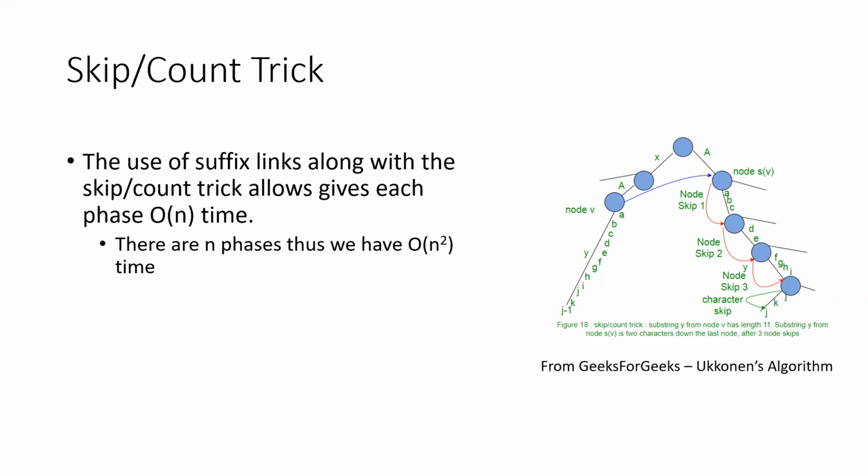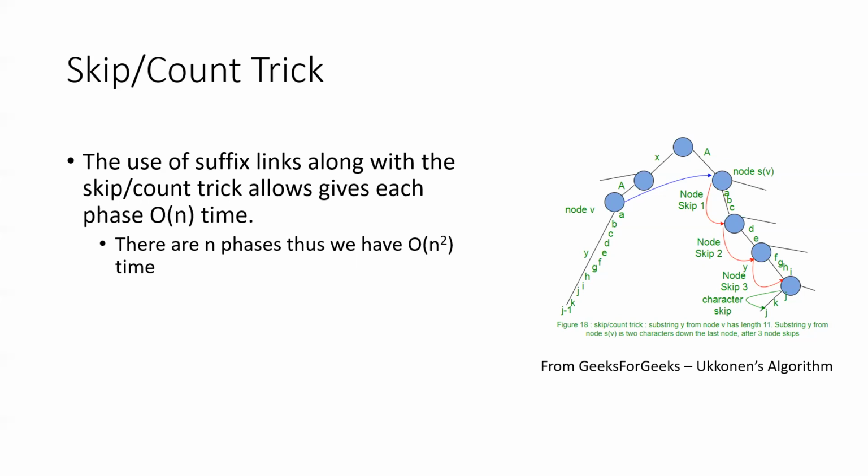So with this, each phase is taking linear time. We have n phases, thus we have big O of n squared time. Now you might be thinking, big deal, now we're at n squared, back at the dynamic programming or the naive approach. Things will start to make more sense. We still have a few more things to go over.